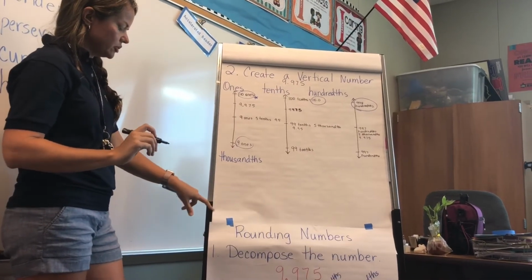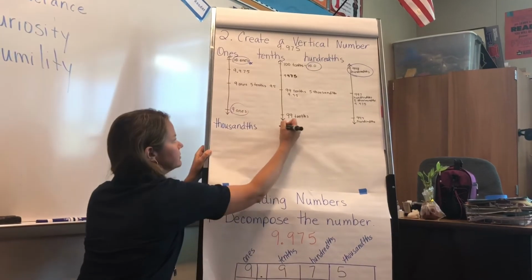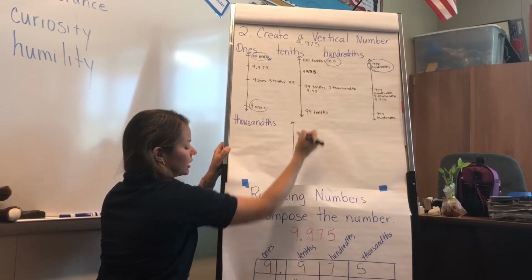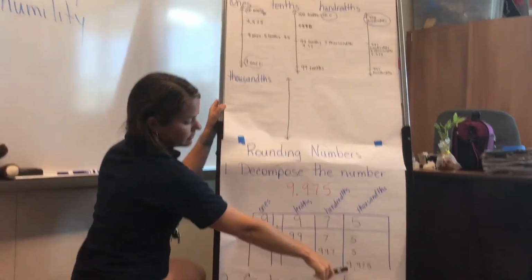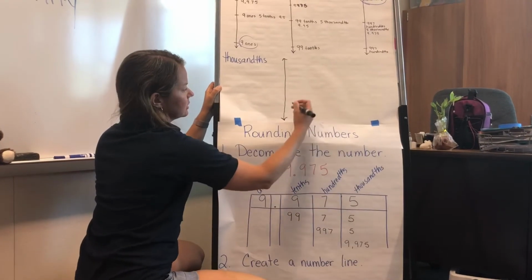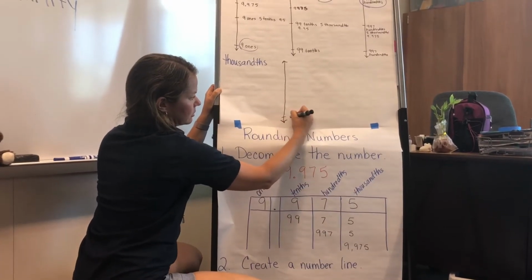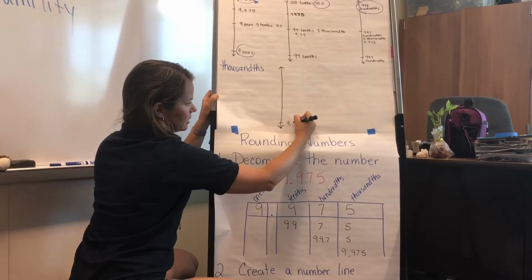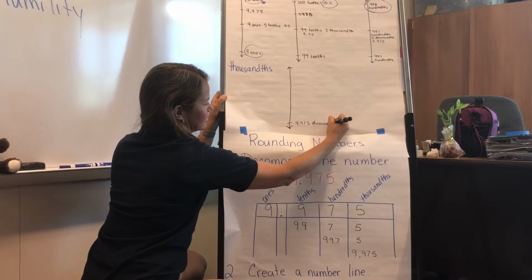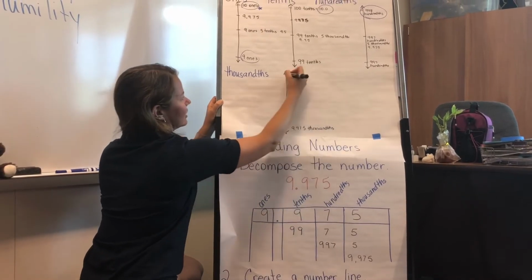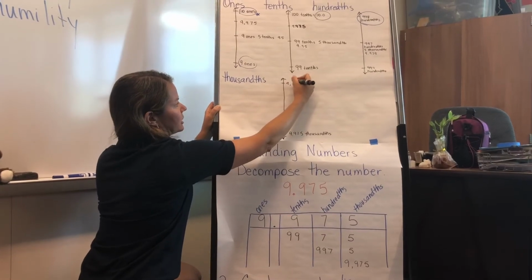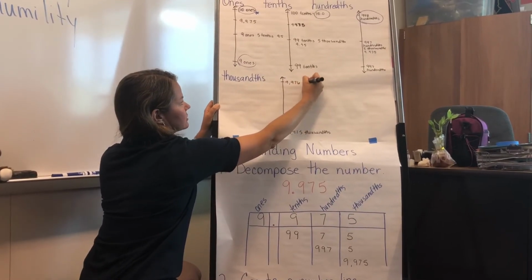And finally, if I were to draw a vertical number line for thousandths, again I go back to my place value chart. I said that this number written as thousandths would be 9,975 thousandths. And if I put the next number, it would be 9,976 thousandths.